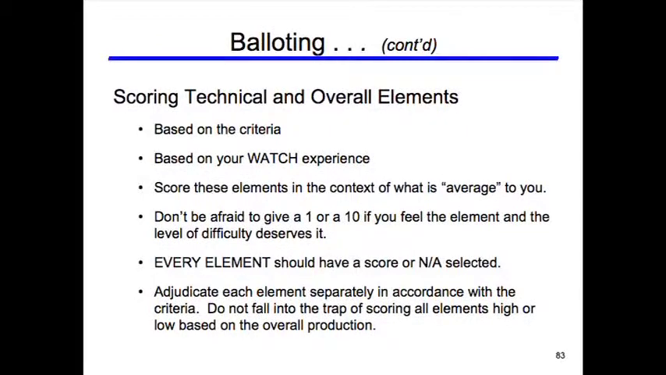And the only thing that really changed on the scoring of technical elements is NI for not identifiable becomes NA for not applicable for that production. Again, technical elements, you score the exact same way based on the criteria we've talked about tonight, based on the watch experience you have across community theater. Score every element in the context of what is average to you. Maintain your 5 throughout the year.